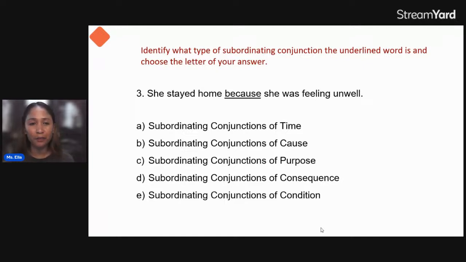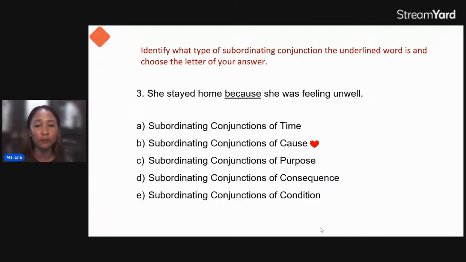Okay, for number three, the correct answer is subordinating conjunction of cause. Why is it cause? Because the cause here is she was feeling unwell. Now, what's the effect? She stayed home. It's not purpose, because staying at home because you're feeling unwell is not a purpose, right? Also, it's not a consequence, because feeling unwell is not the consequence of staying at home, right?